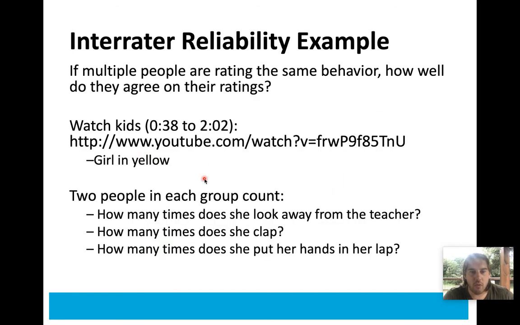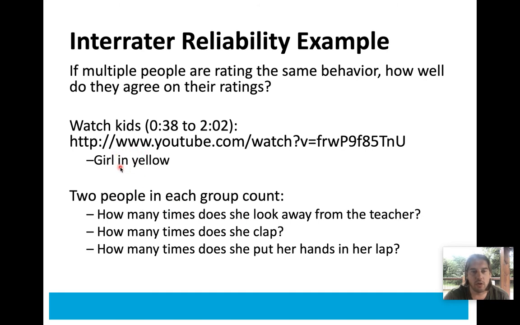Okay, so what I want you to do is maybe snag this link and watch this video for just a couple minutes. And I want you to focus on the girl in yellow. You'll see her. This is a video of a classroom, I think a preschool classroom. And what I want you to do, sorry, this was set up to actually kind of do in class, but we can still do it from a distance.